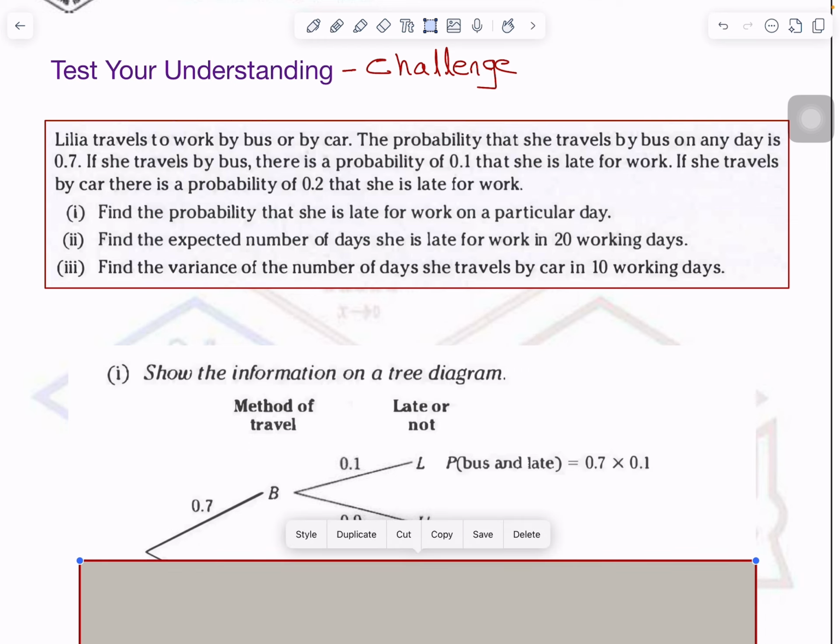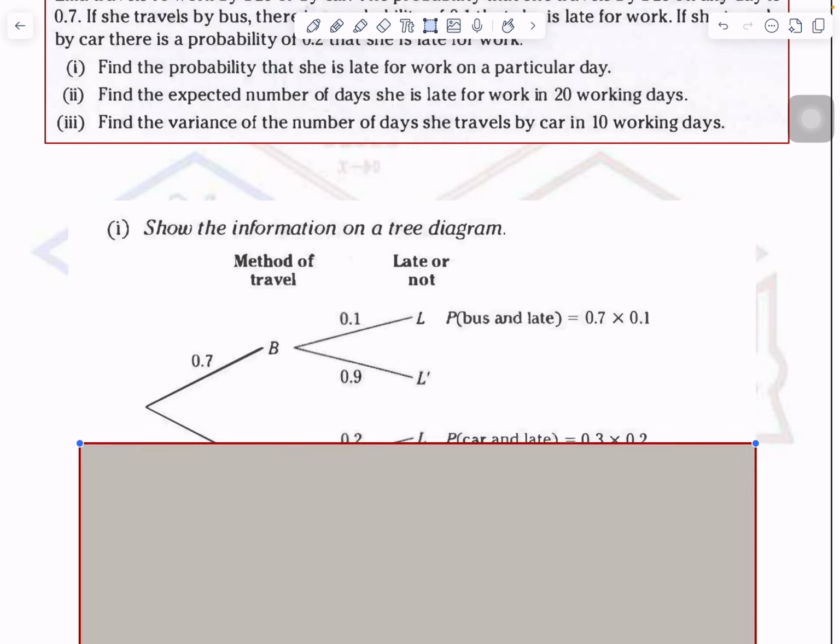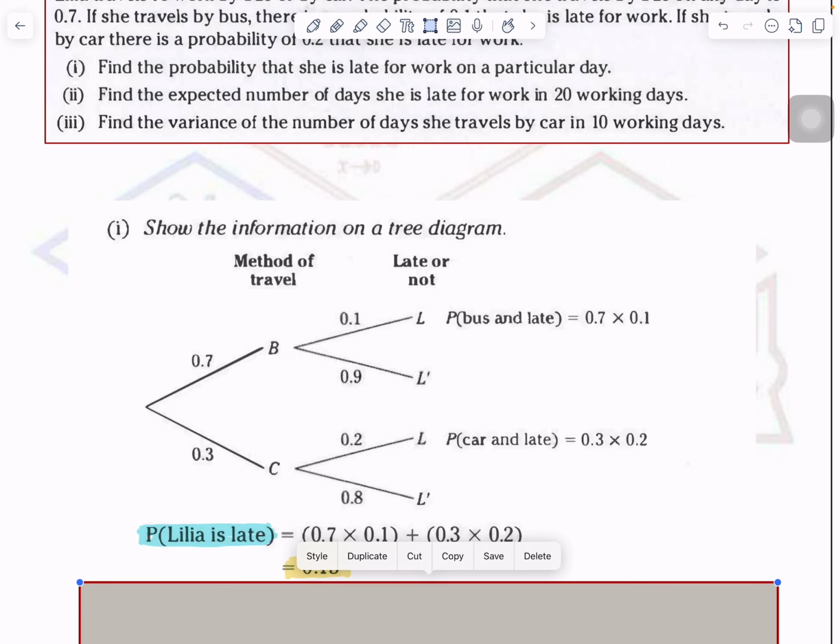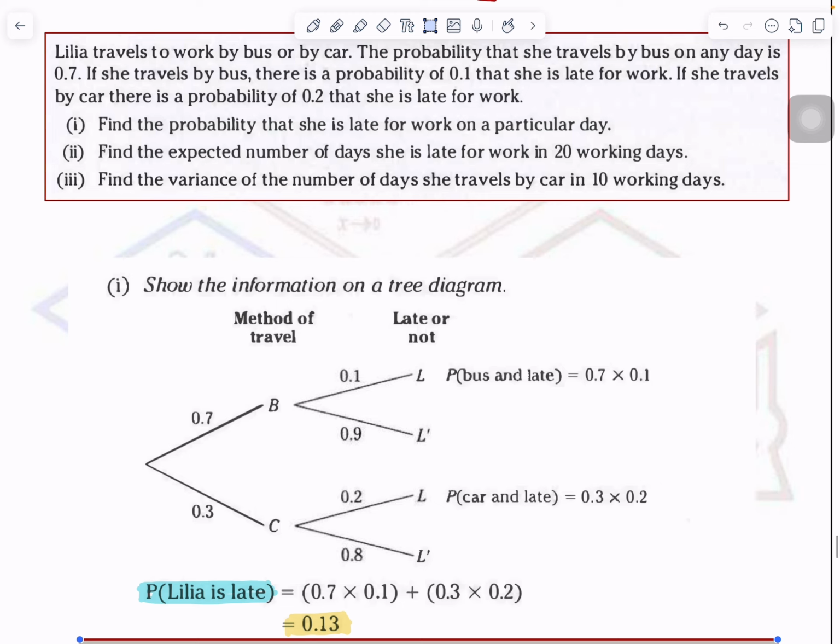In this type of question, it is always easy and error free if you put the information in the tree diagram. So when the first question says find the probability that she is late for work on a particular day, she was late here in this case and in this case. There were two cases when she was late, right? And that is the case, either she is going by bus or by car. So that's why you got here two probabilities, you add up, and probability of late, you get it.